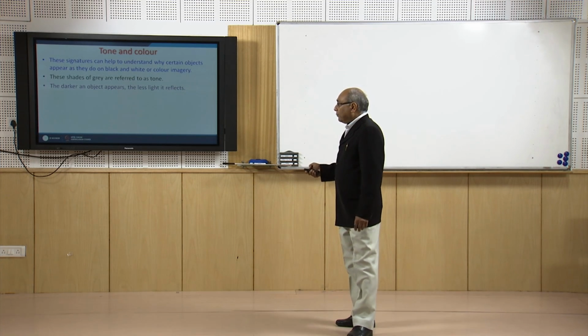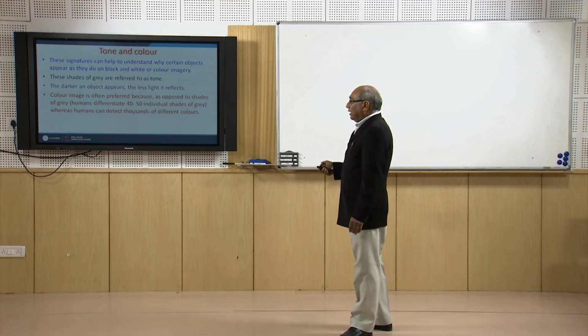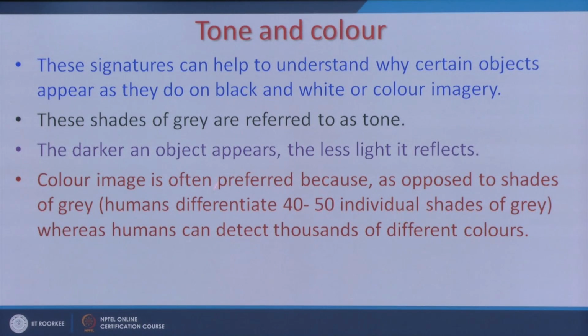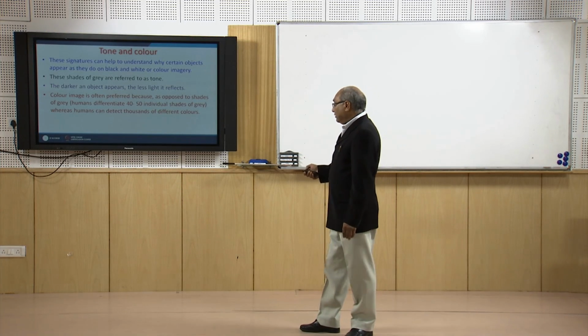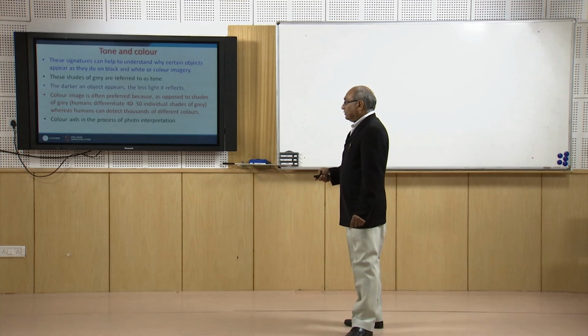The darker an object appears, the less it is reflecting in that particular channel. Color images are often preferred as opposed to shades of grey, because humans can differentiate a maximum of 40 to 50 individual shades of grey, whereas with colors we can detect thousands of colors. That is why colored images are most liked and used in image interpretation.